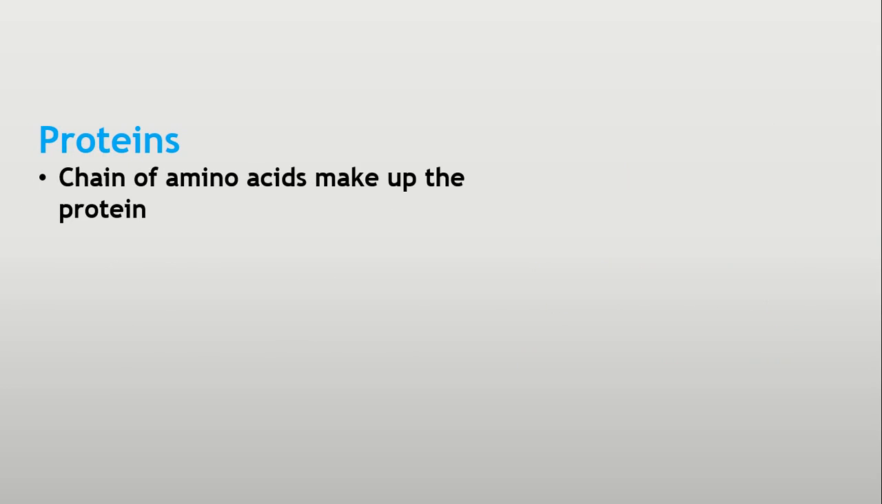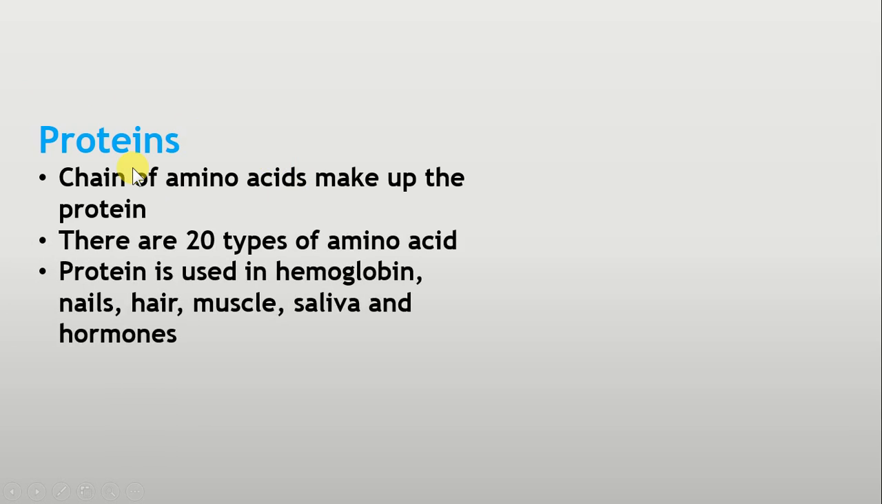The next kind of food is protein, which is made up of amino acids. About 20 types of amino acids make up proteins. Different types of protein exist. Where are they used? They are used in making blood parts, for example hemoglobin. They are used to make nails, hair, muscle, saliva, hormones. In birds they are used to make feathers. In some animals they are used to make horns.